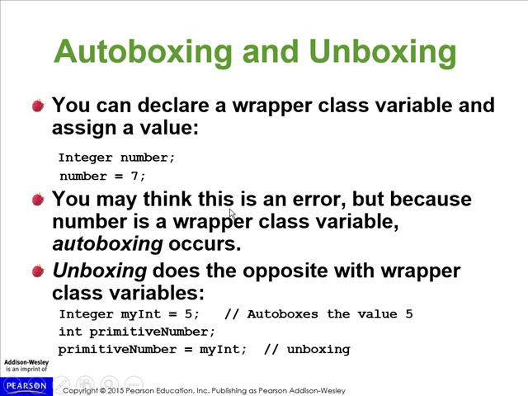You may think this is an error, but because number is a wrapper class, autoboxing occurs. So the system says, well, what really should be there is an object, but I kind of know what you mean, so I'll do it for you. So it boxes it up into an object for you. And unboxing does the opposite. So this unboxes it and puts it back into its right format.